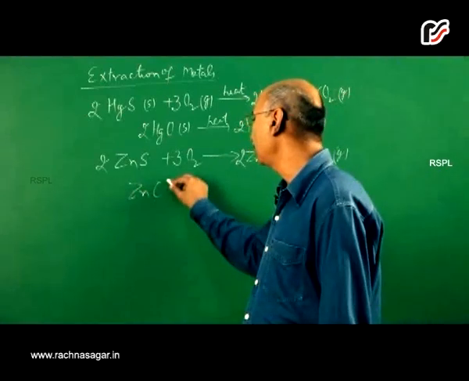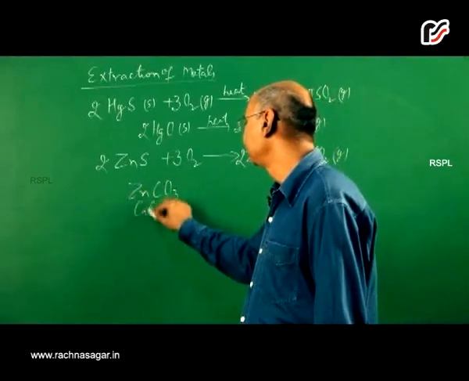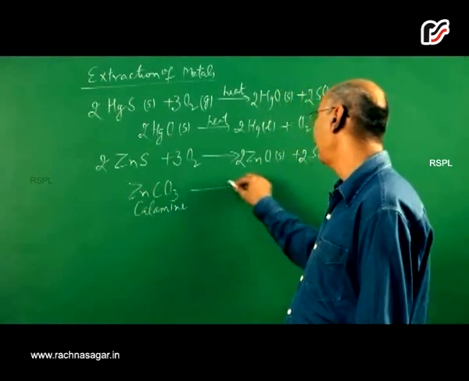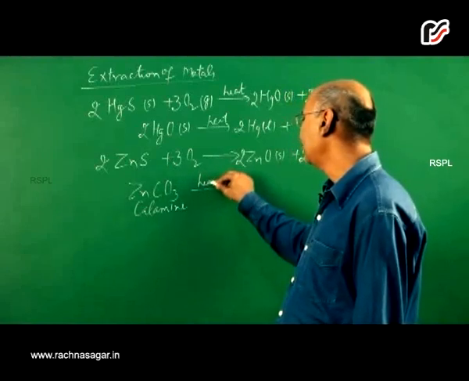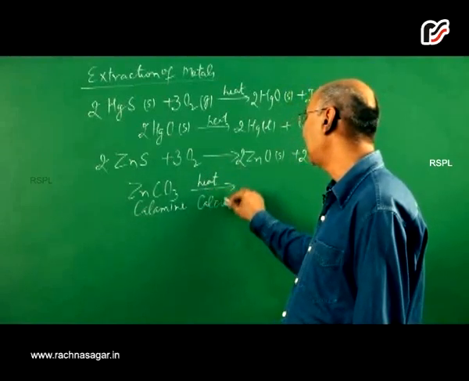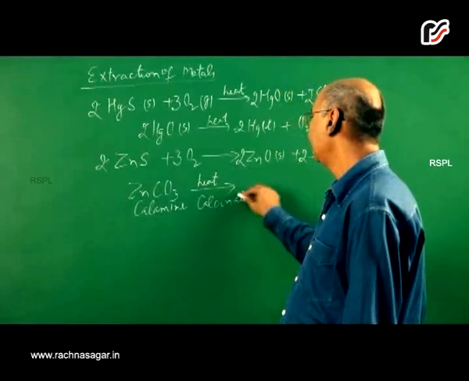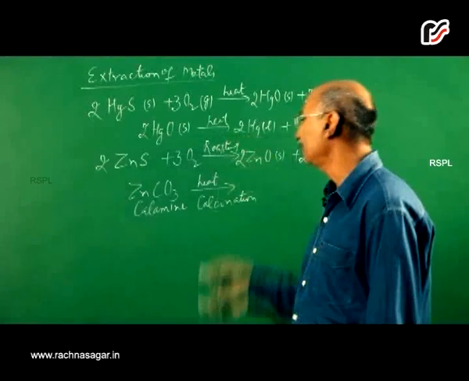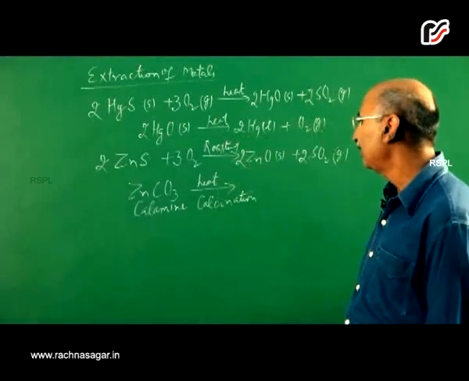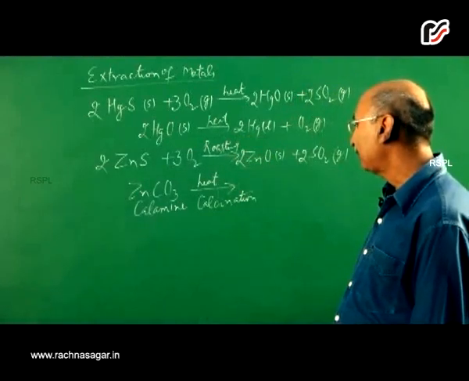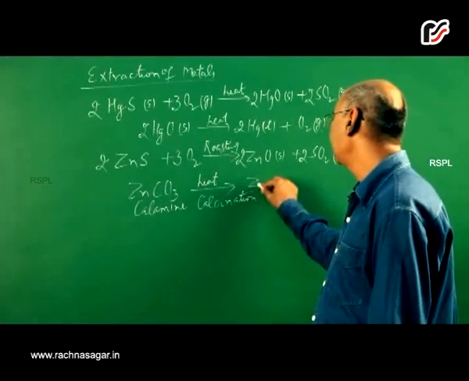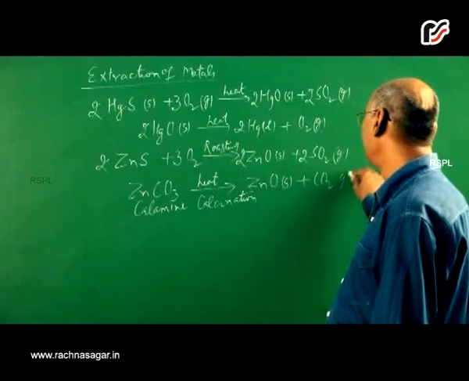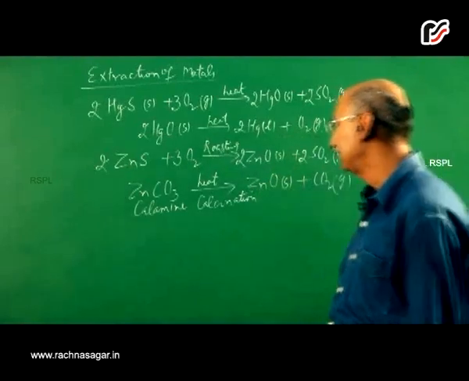If you have carbonate ore, that is calamine. Calamine is the ore of zinc and it is in the form of carbonates. In case of zinc carbonates, you have to use calcination. In zinc sulphide, we had used roasting. Roasting was heating in presence of oxygen. In carbonate ore, we are heating in absence of oxygen, and it results in the formation of zinc oxide plus carbon dioxide. So from both the ores we have got oxide.